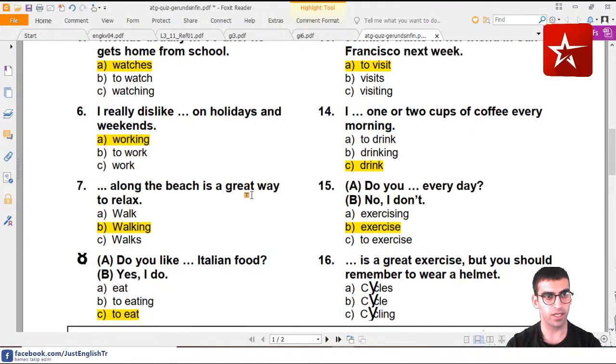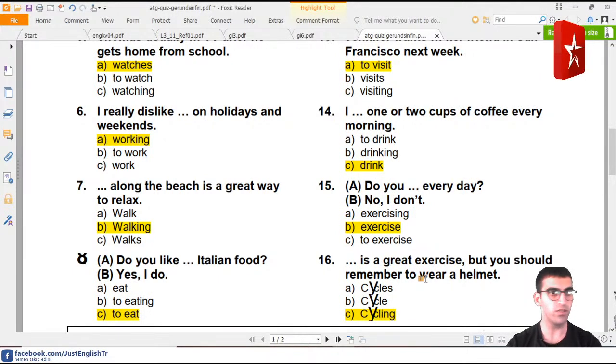Cycle or cycling is a great exercise, but you should remember to wear a helmet. So, number 16, guys, which one is correct? Mehmet Anıl says 16 is C. Havva says it is B. Jelani says it is C. Okay, we will see. Let's wait for other students and then I will let you know the correct answer. Yes, cycling. Cycling is the correct answer. C is the correct answer for 16.